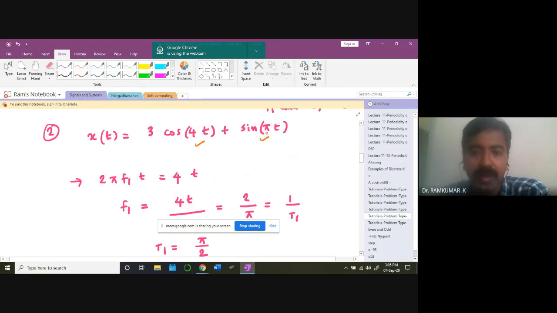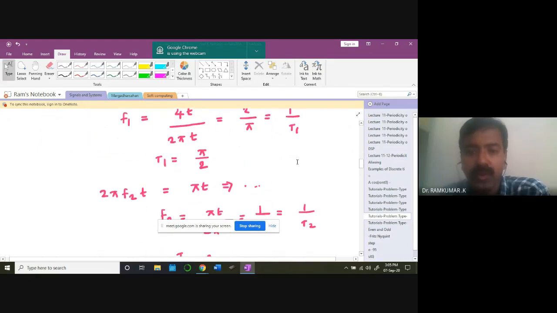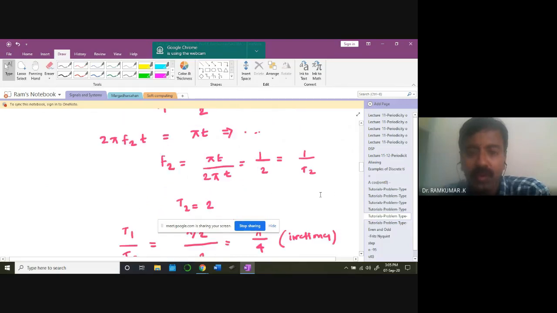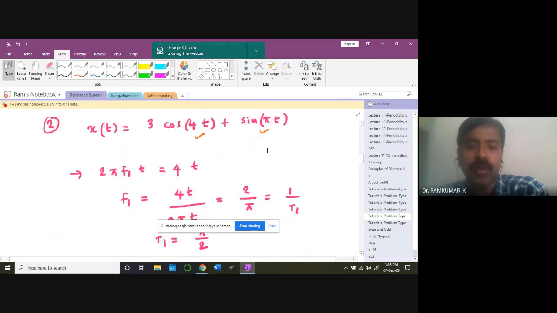For cos 4t, 2 pi f1 t equals 4t, so f1 equals 1 by T1, which is 2 by pi. I can easily work this out. Then I got pi by 4. So this number pi is irrational, so this ratio is not rational and the sum is not periodic. It's a non-periodic number. Pi by 2 by 2 I got.